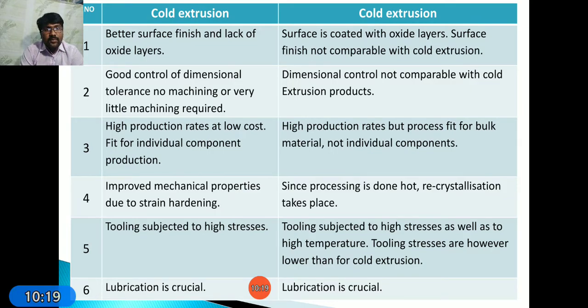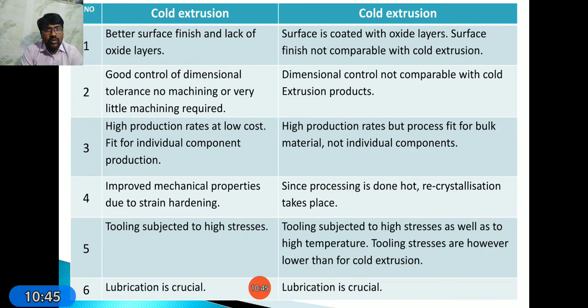Next, high production rates at low cost, fit for individual component production. Here in hot extrusion, high production rates but the process is fit for bulk material, not individual components. Next, in case of cold extrusion, improved mechanical properties due to strain hardening. But in case of hot extrusion, since processing is done hot, recrystallization takes place.